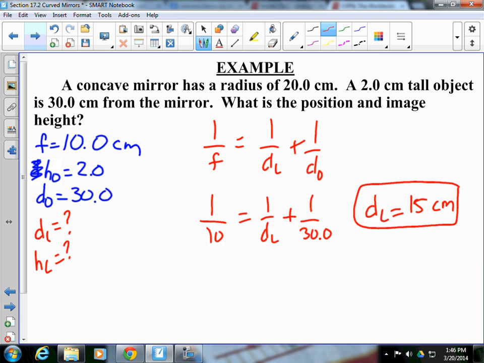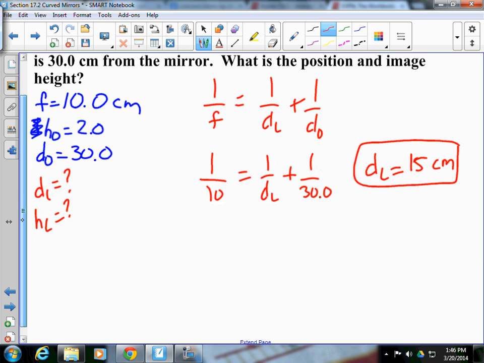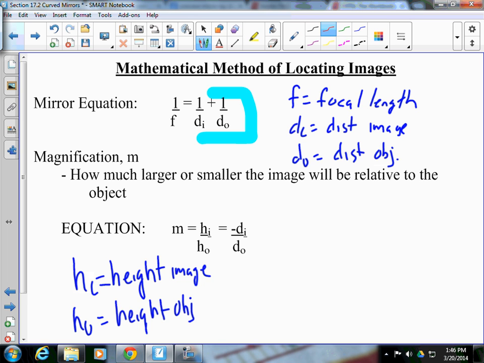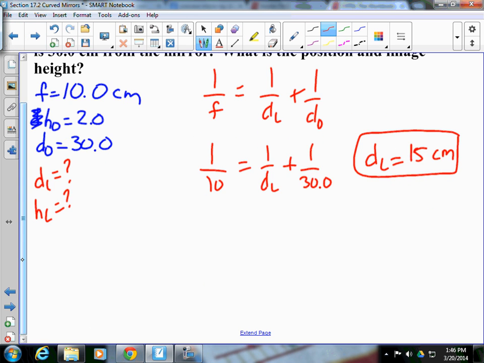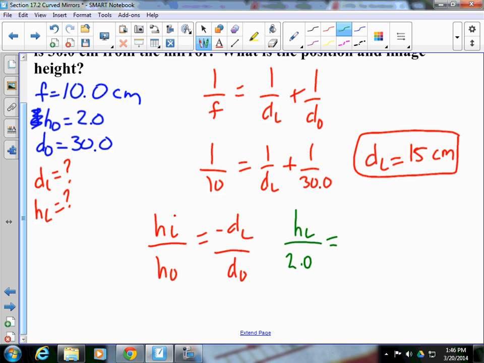And now I want to figure out the height of the image. How am I going to do that? Well, we know, going back, hi over ho is equal to negative di over do. Let's go ahead and plug in what we have. Hi is what we're solving for, is equal to ho, 2.0, which is equal to negative 15 over do, which is 30. And we figure out that the hi of this object is negative 1.0.